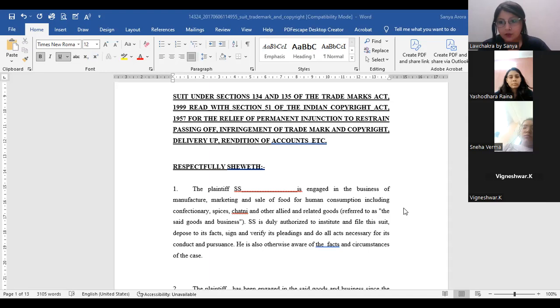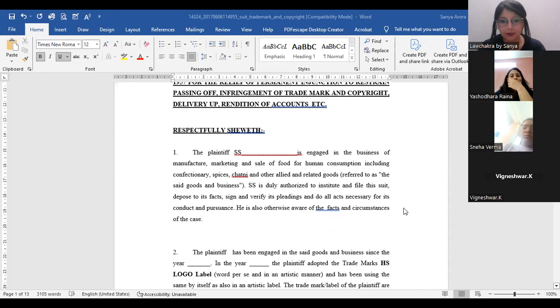How you begin your draft and why you write this is because you're addressing the court. And you have to address the court in the most respectful manner. And this is the archaic manner in which it has been written for the longest of times. And that's why we keep on continuing this practice. We write respectfully showeth or most respectfully showeth or showeth. And then we begin with the facts of the case.